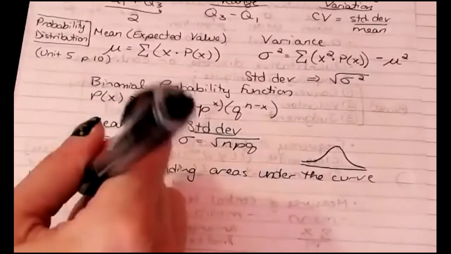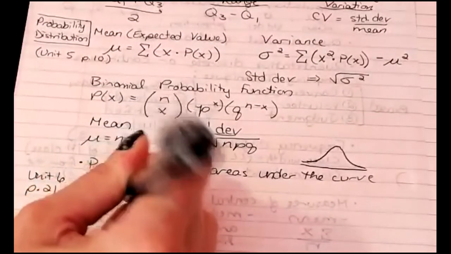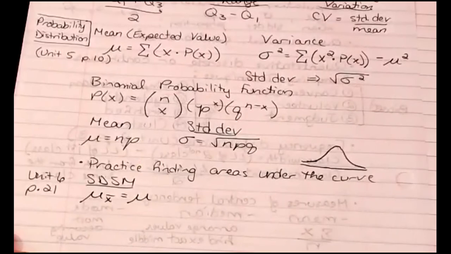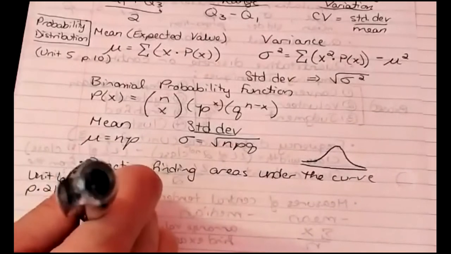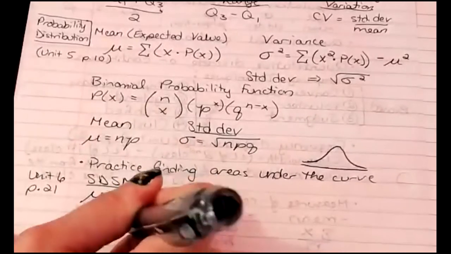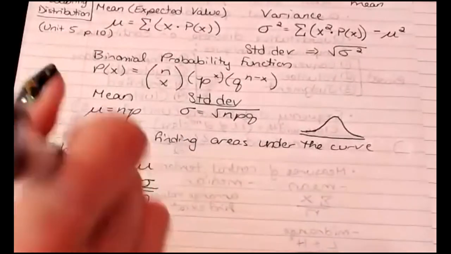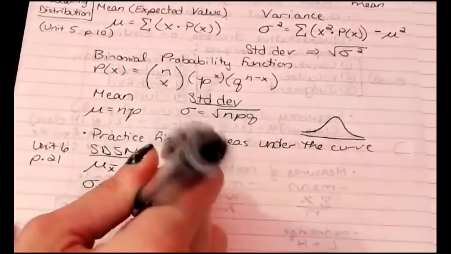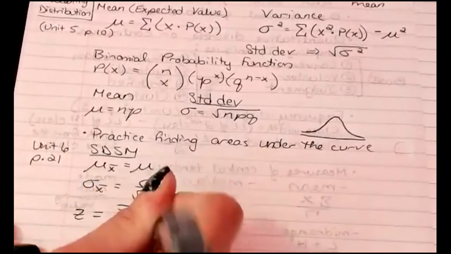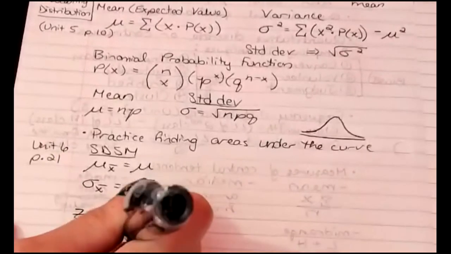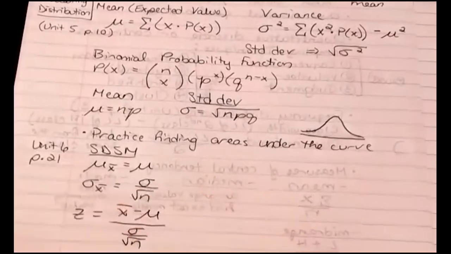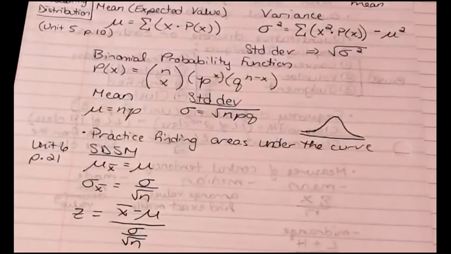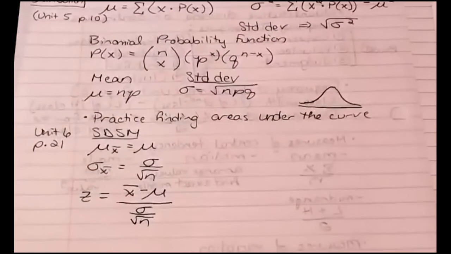We know that the mean is the same as the population mean. We know that the standard deviation is found by taking the population standard deviation and dividing it by the square root of n. And we also know that the z-score for this is found by taking the sample mean minus the population mean, divided by the population standard deviation divided by square root of n. That's going to be really important.